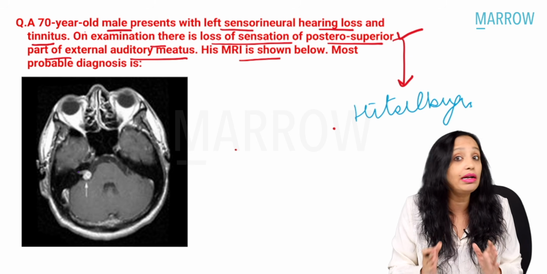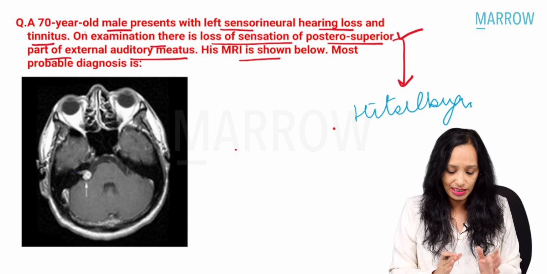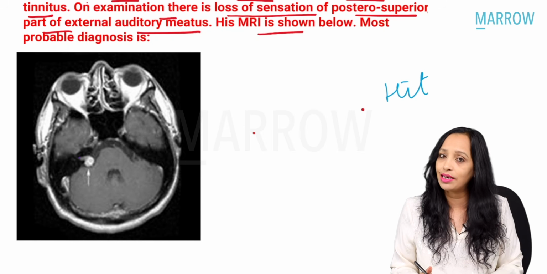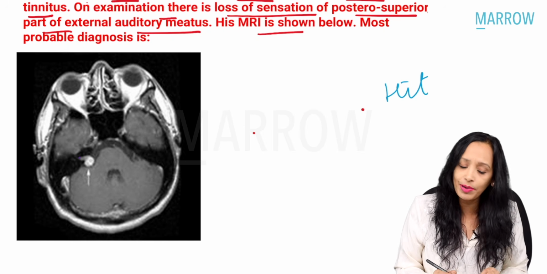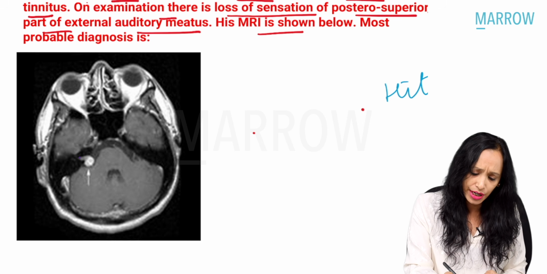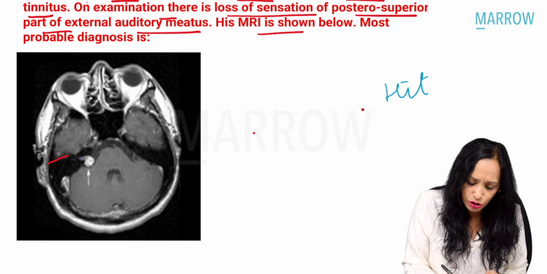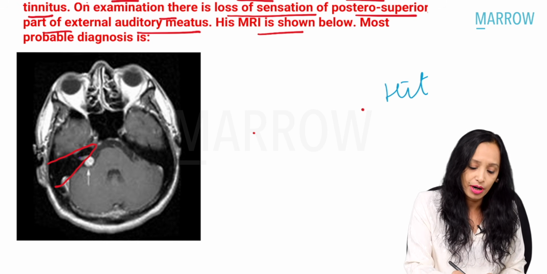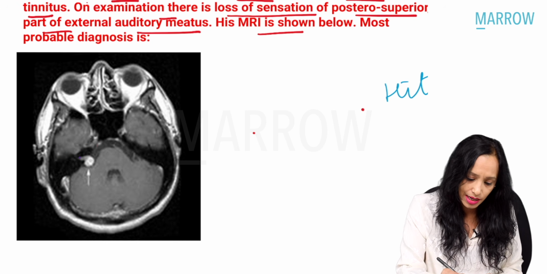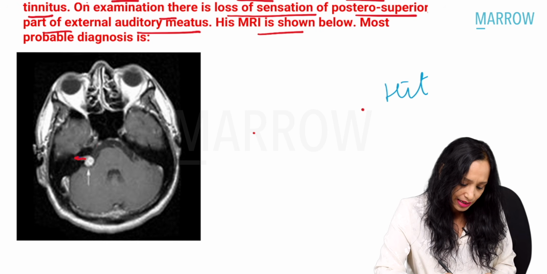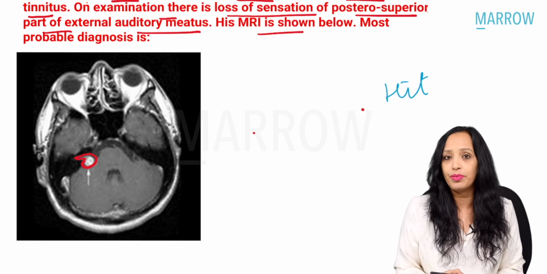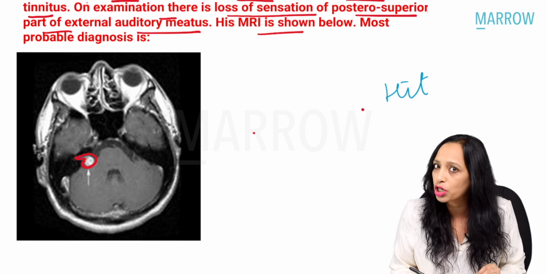In fact, we do not need the MRI here. But still, if it is given, let us see what we are seeing here. We are interested in the CP angle area. We are not seeing the petrous bone, but what we are seeing is this mass, which is like this, and then it is coming into the CP angle. So yes, this is the typical appearance of acoustic neuroma.